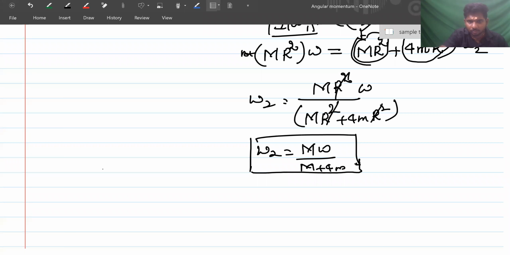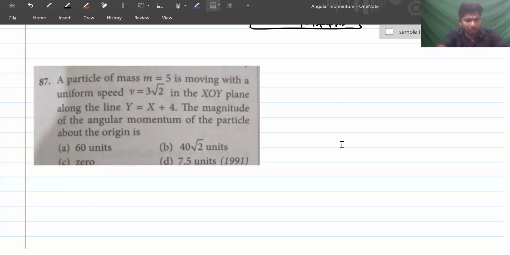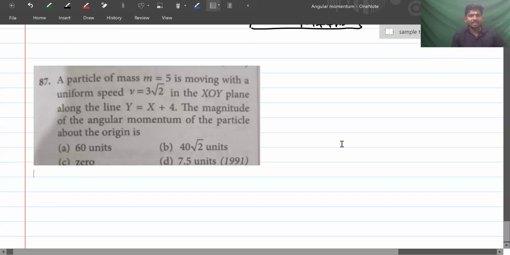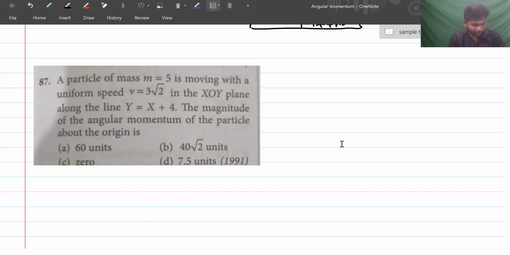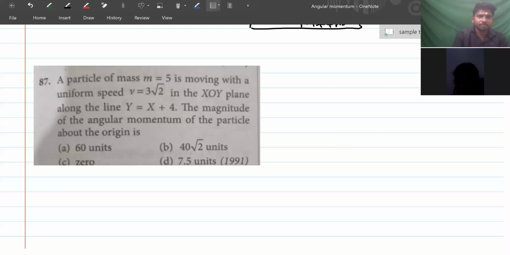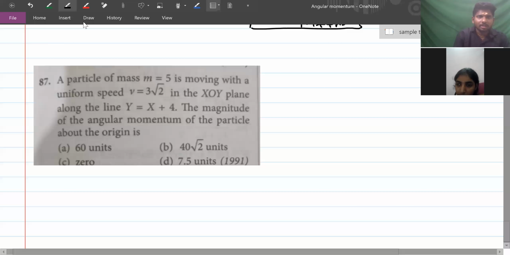Which one, sir? That question is number 87. A particle of mass m equal to 5 kg is moving with a uniform speed v equal to 3 root 2 in the xy plane along the line y is equal to x plus 4.